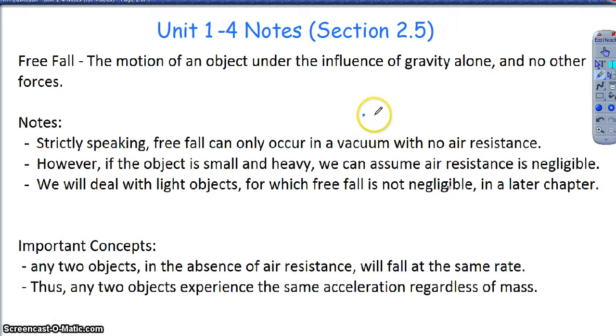Okay, so this is the first part here of homework, or the notes for 1-4. You guys all have this on the example page, so I'm going to go through it pretty quickly. So they do have the definition here, free fall.